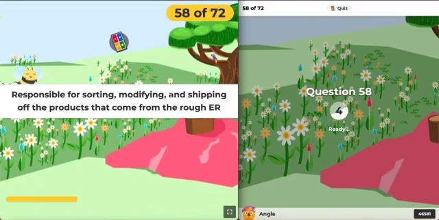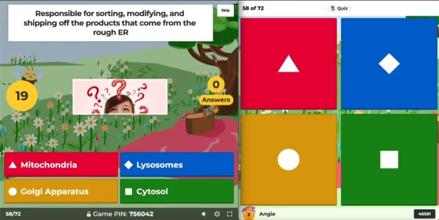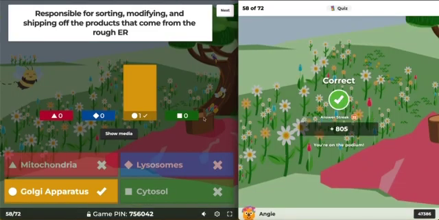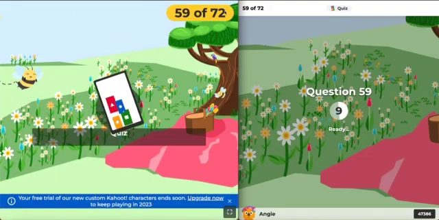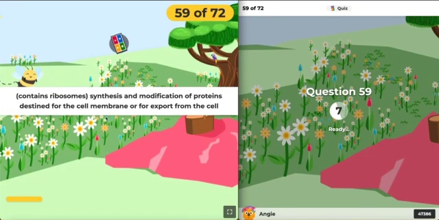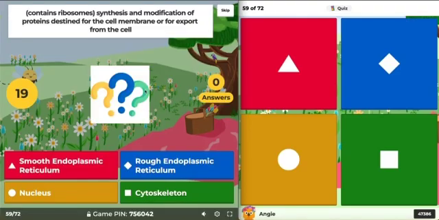Responsible for sorting, modifying, and shipping off the products that come from the rough ER. So the organelle that's going to do this is the Golgi apparatus. It's like the mail sorter. It's going to sort everything. So this is going to contain ribosomes, synthesis and modification of proteins for the cell membrane or for export from the cell. So this is going to be the opposite of smooth, and because it contains ribosomes, it's going to make it the rough endoplasmic reticulum.